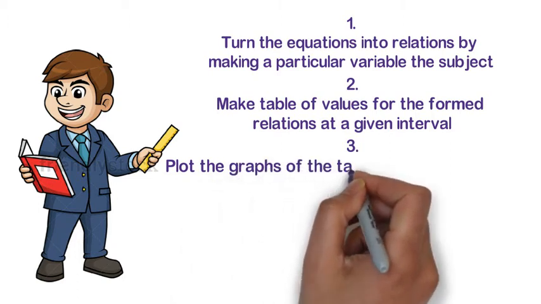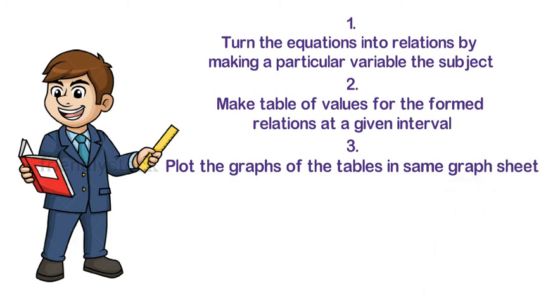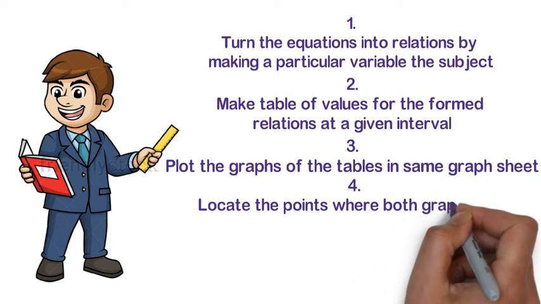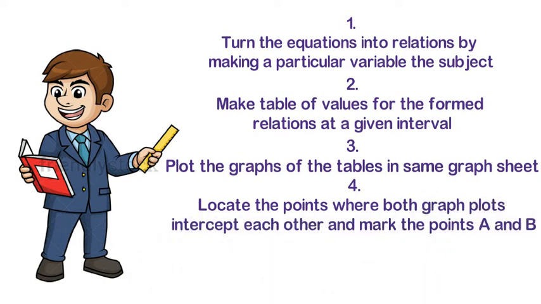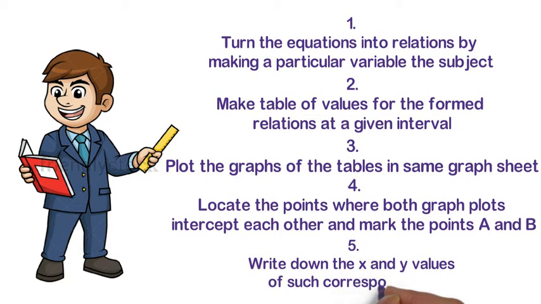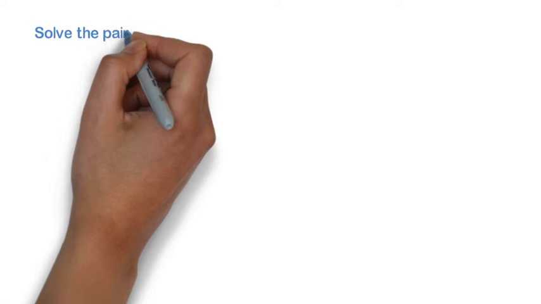Third, you have to plot the graphs of the tables on the same graph sheet. Fourth, locate the points where both graphs intersect each other and mark the points A and B. Finally, write down the x and y values of such correspondence. It is as easy as anything, and it's as practical as anything. So let us start with an example.